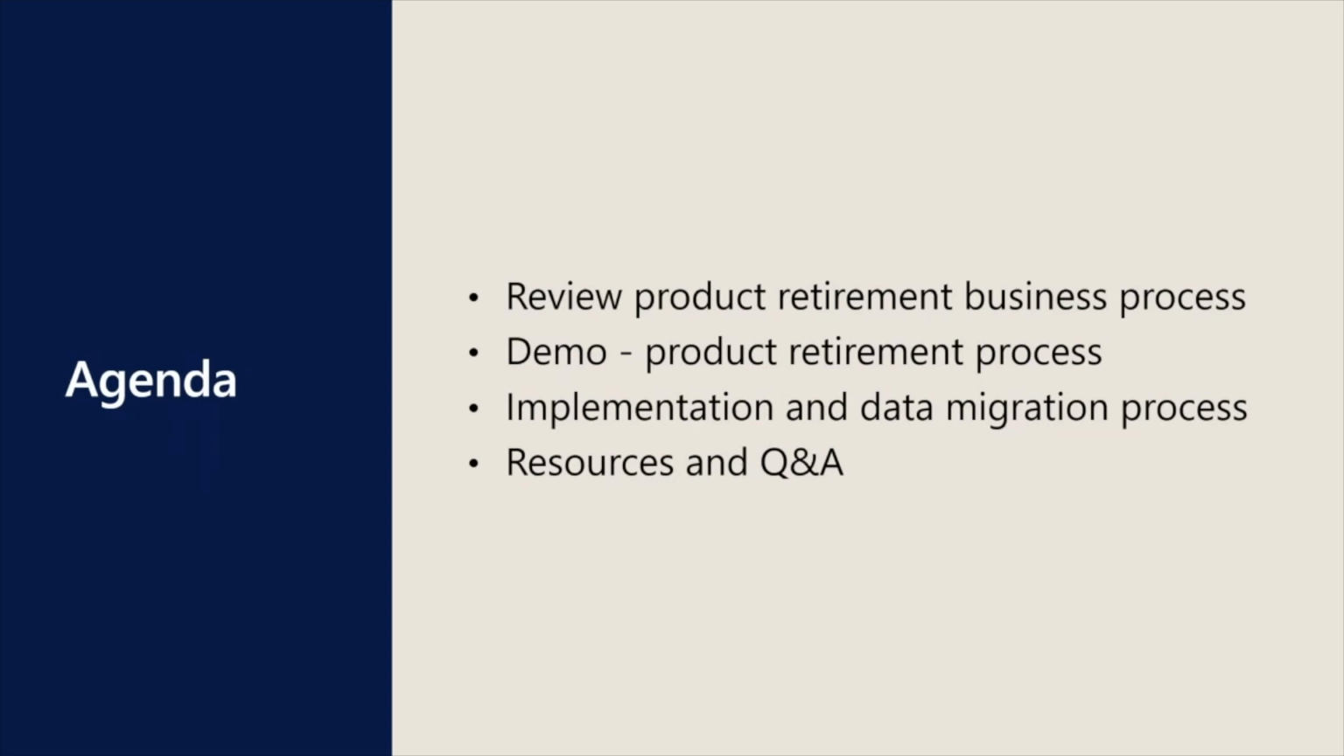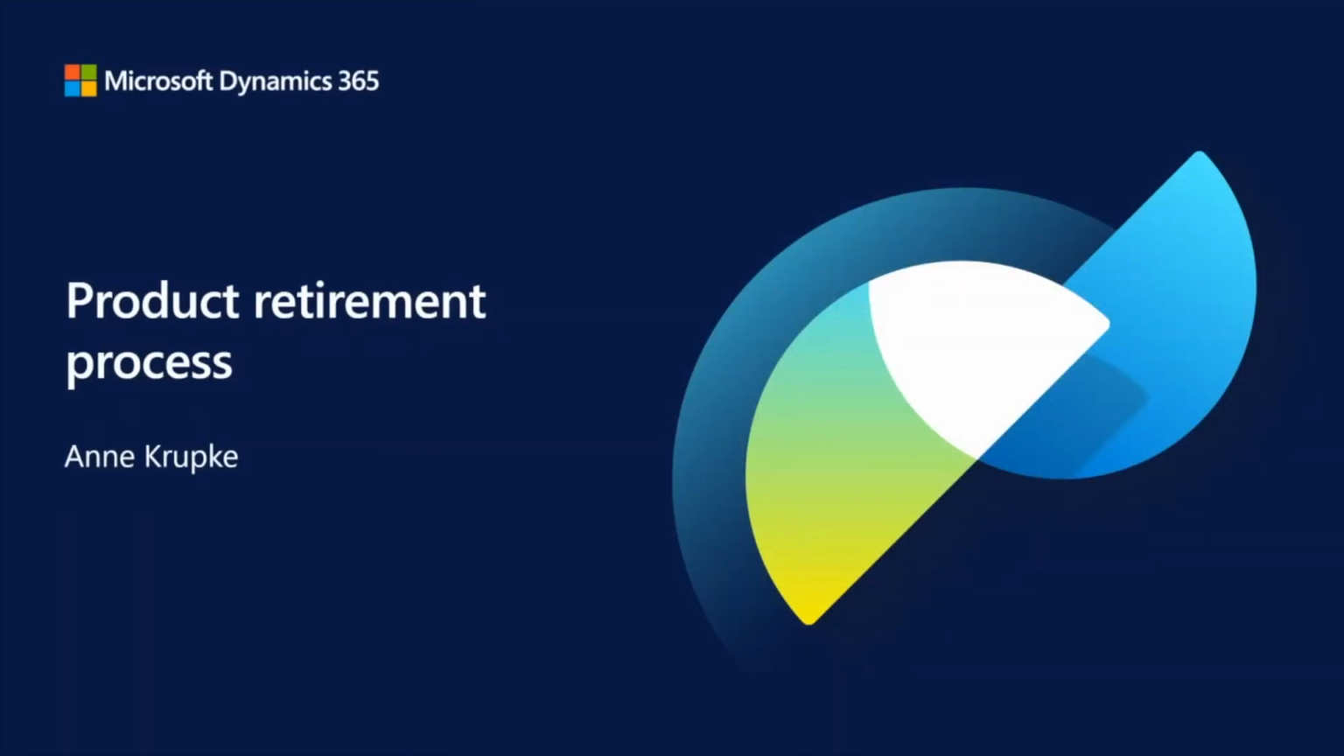We're also going to, at the end, talk about engineering change management implementation scenarios and implementation guidance, as well as the data migration process. So talking about going live without engineering change management and enabling it later, or enabling it as part of your initial implementation. And then at the end, we'll wrap up with useful resources and have time to answer any questions that you may have. So let's get started by reviewing the product retirement process and the couple of scenarios that we're going to show you in the demo.